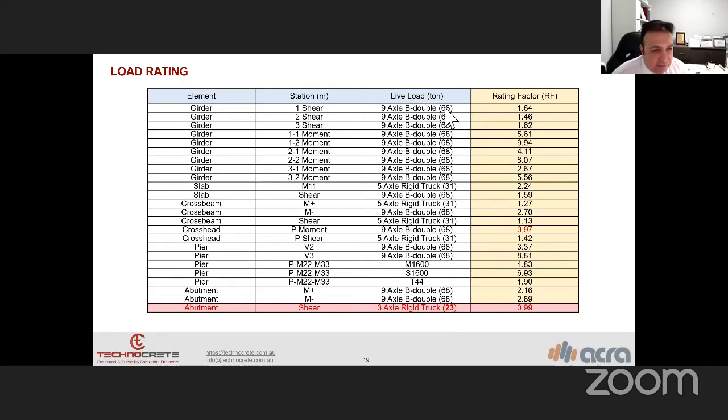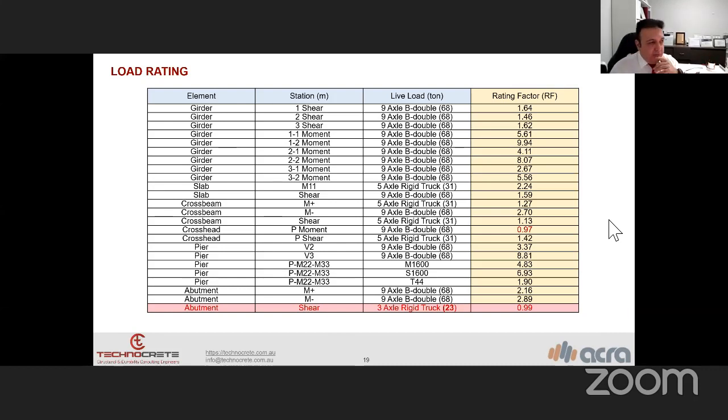If you look at the other vehicles, we have 60 ton, 68 ton, 31 ton, and one of the crossheads shows with the 68 ton, but again less than 1. It means that the 68 cannot pass through that bridge, but 31 can. Then it doesn't need to be strengthened at this stage, because the asset owner just wanted around 44 ton for the capacity of that bridge. Then for achieving 44 ton, the abutment has to be strengthened, because the rating factor is less than 1 for the 23 ton vehicle.